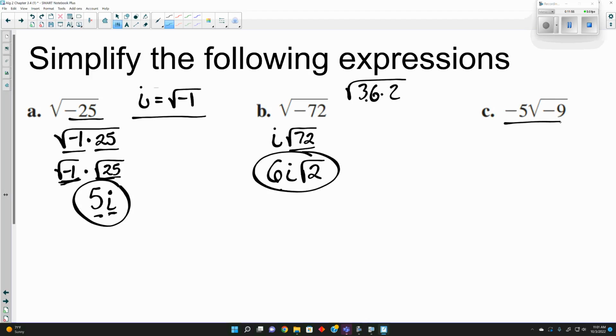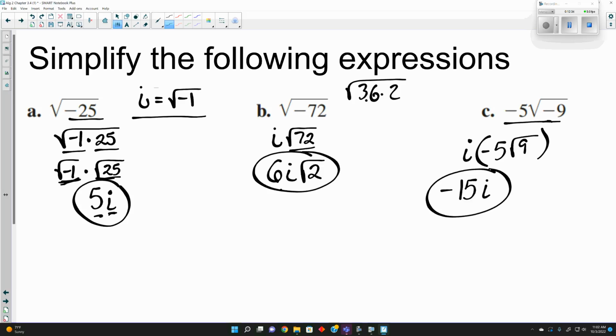Let's look at this one here. Negative 5 times the square root of negative 9. Well, we know that this negative is going to come out as i, which leaves us with negative 5 times the square root of 9. Now, we could plug negative 5 times the square root of 9 into the yellow calculator, because it'll simplify it for us. Well, the square root of 9 is 3. Negative 5 times 3 is negative 15, and we have i.